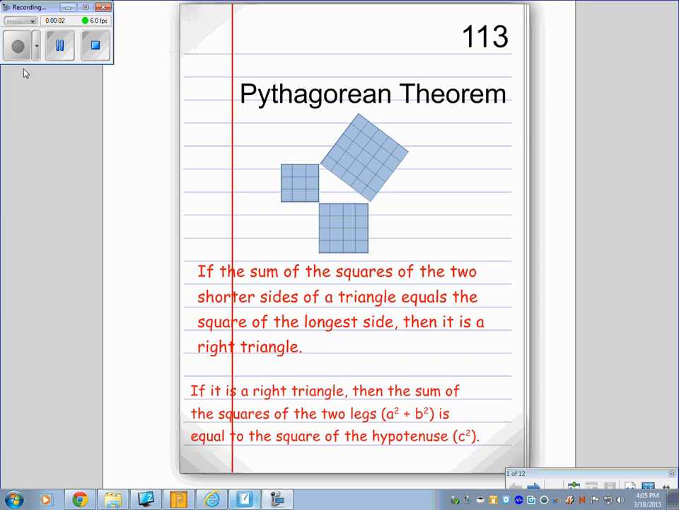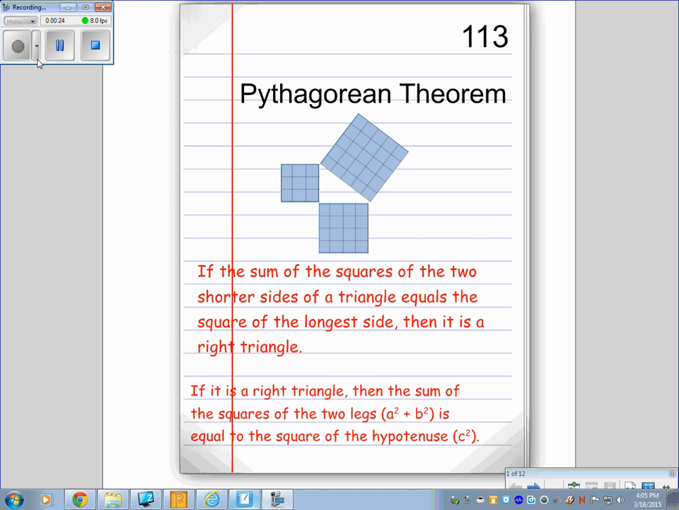You should already have in your notebook these two parts of the Pythagorean theorem. Number one, if the sum of the squares of the two shorter sides of a triangle is equal to the square of the longest side, then what you have is a right triangle. Number two, if they tell you it's a right triangle, you know that the sum of the squares of the two legs is equal to the square of the hypotenuse.